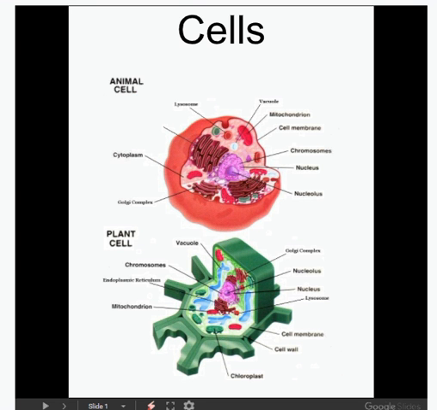Okay, so this is the introduction to cells. We have a picture here that shows an animal cell and a plant cell. You're going to be responsible for knowing the differences between these particular cell types and some of the different organelles. You're also going to need to know the function of the different organelles.